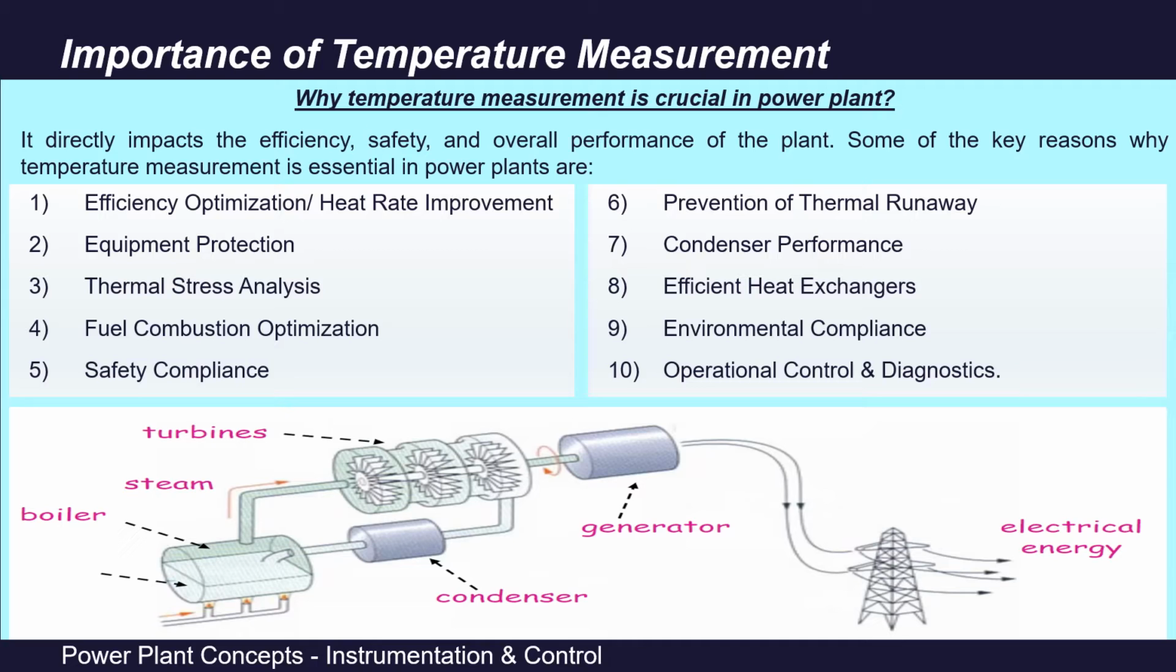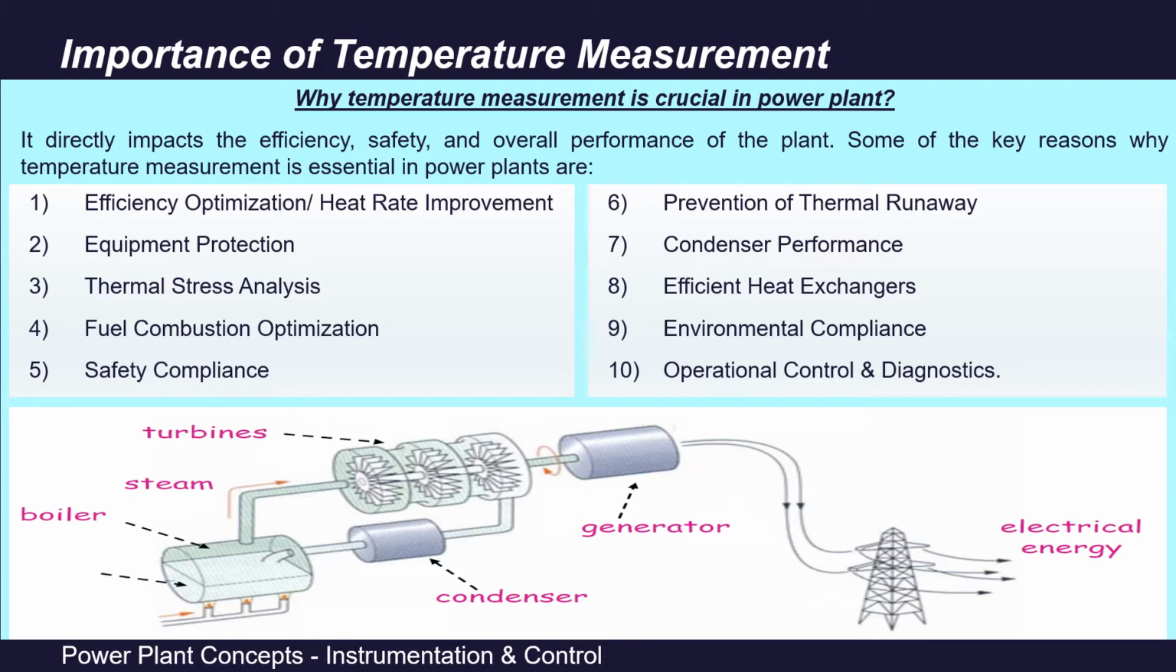Monitoring temperature helps prevent unsafe conditions such as overheating or excessive pressure, which could lead to equipment failure or accidents. Then our sixth reason is prevention of thermal runaway. Some processes in power plants are exothermic. Exothermic means they release heat. Without proper temperature control, these processes can lead to thermal runaway, causing uncontrolled temperature increase and potential damage to equipment.